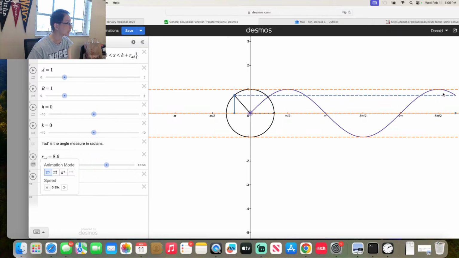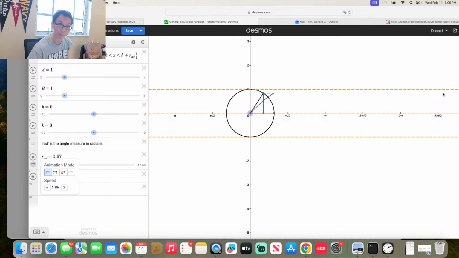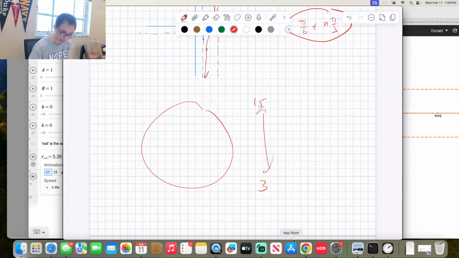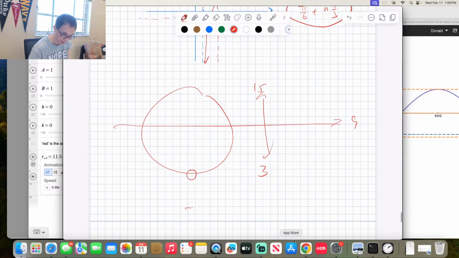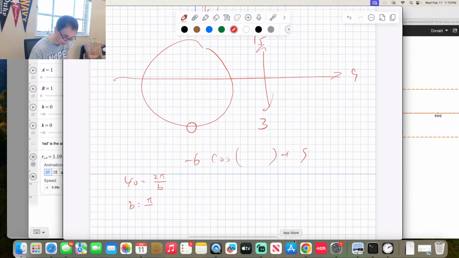Now, you guys had a very good discussion. We get off at 1:10, right? Okay, so I'm going to show you. First of all, you know that this one is going to be 3 and this one's going to be 15. So the middle part has to be somewhere around 9, right? We start on the bottom, so it'll be -6 cosine plus 9. And this part here takes 40 seconds. So 40 seconds is equal to 2 pi over b, and b is equal to pi over 20. So there'll be pi over 20 x.